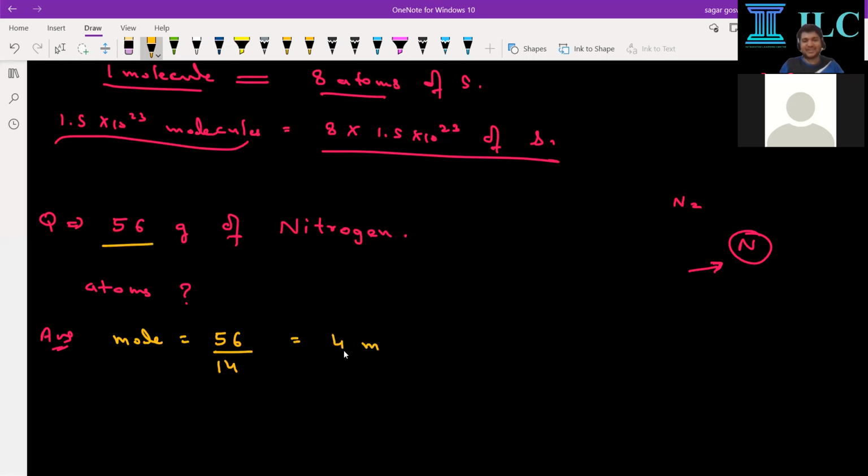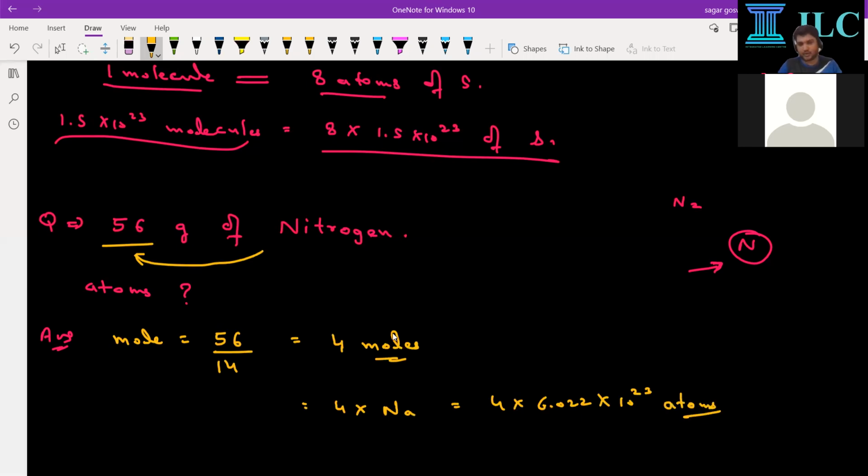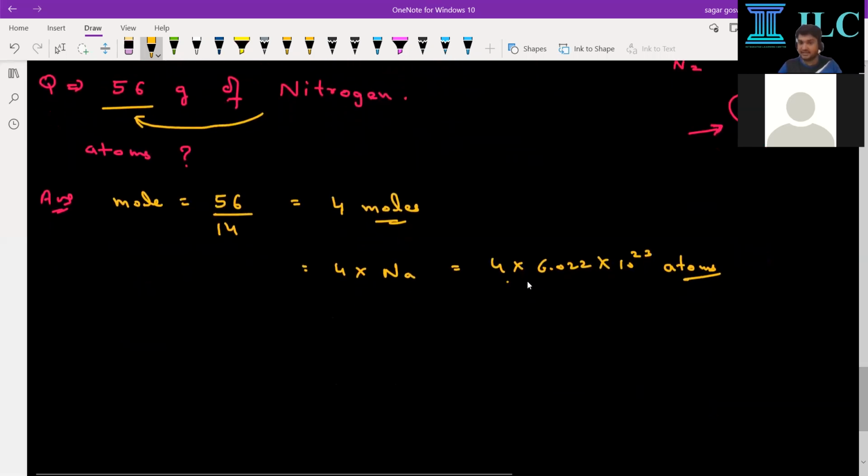Okay, so you have the 4 moles, right? It means in the 56 gram of nitrogen, you have the 4 moles. 1 mole contains Avogadro number of atoms. So 4 moles contain how much? 4 into Na, so 4 into 6.022 into 10 to the power 23 atoms, or the molecule? Atoms, because it was not a molecule. Okay, got it now? I got it. This is the answer, you can just simply multiply.